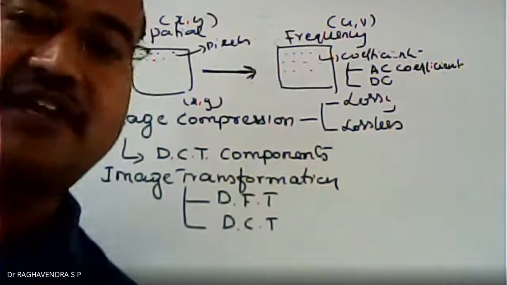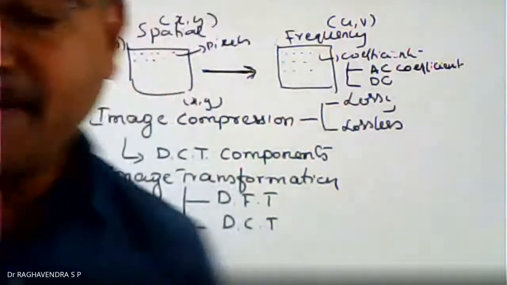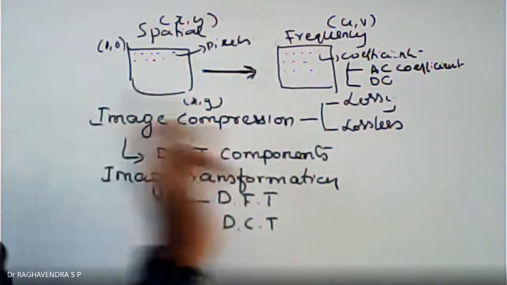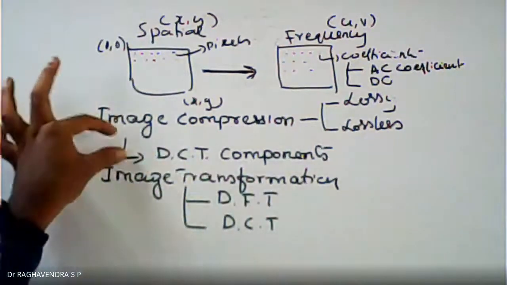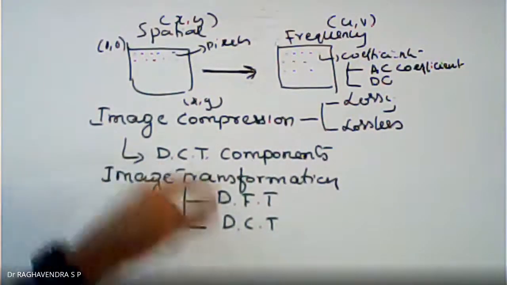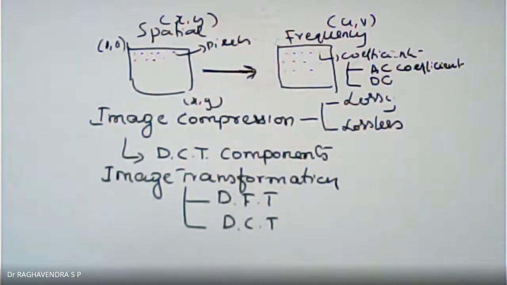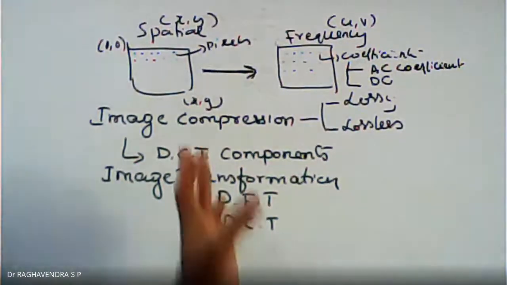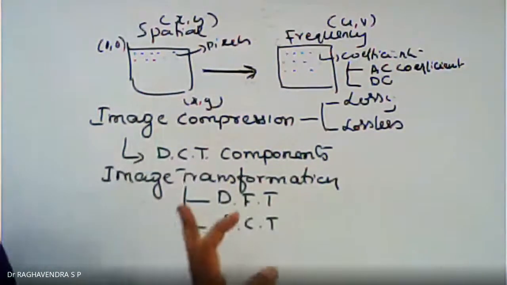Okay, dear students, welcome to this image processing session. Today I have to discuss some concepts related to image compression. This image compression can be implemented using discrete cosine transformation. This discrete cosine transformation is one of the image transformation techniques present in the image transformation module.